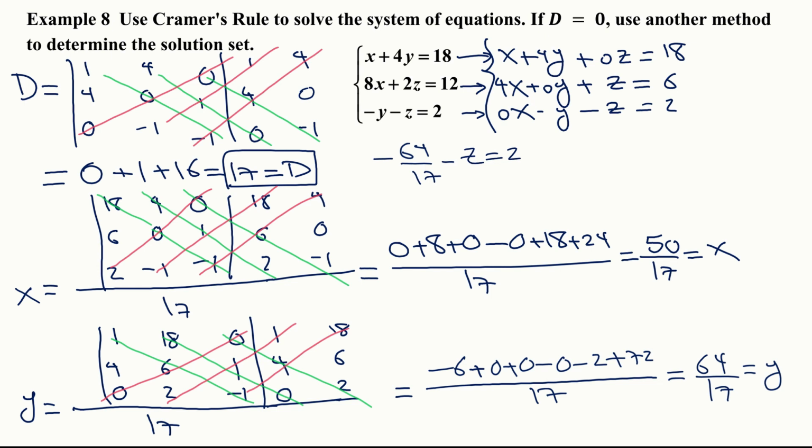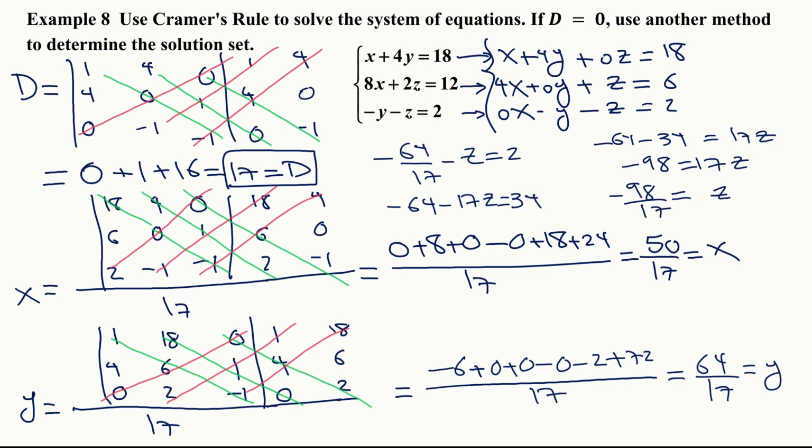Let's go ahead and multiply both sides by 17 to clear the fraction. So we get negative 64 minus 17z is equal to 34. Let's move the negative 17z to the right side to make it positive 17z, and we'll move the 34 to the left side to make it negative 34. And now we have negative 98 equals 17z. Divide both sides by 17 and we get z equals negative 98 over 17.